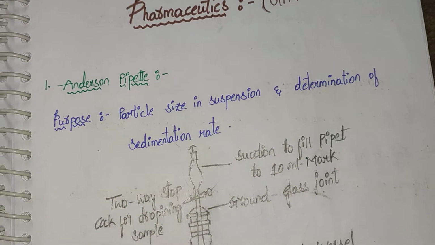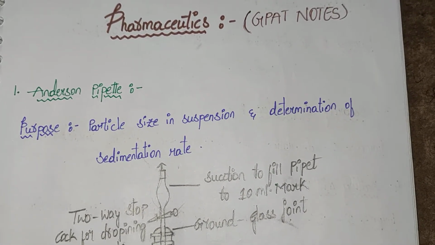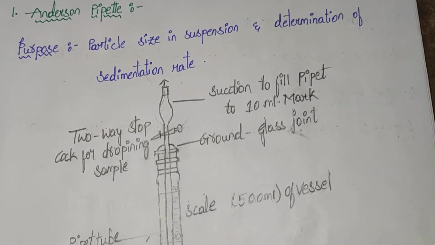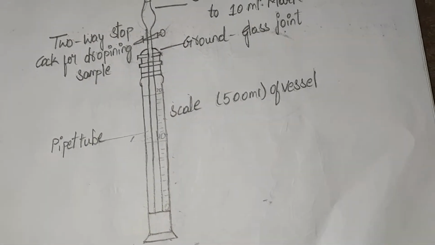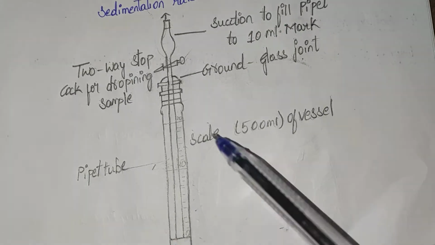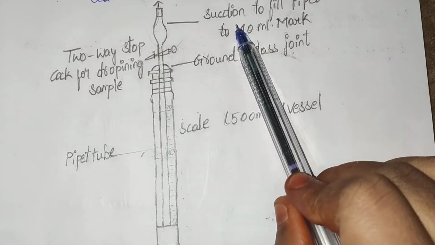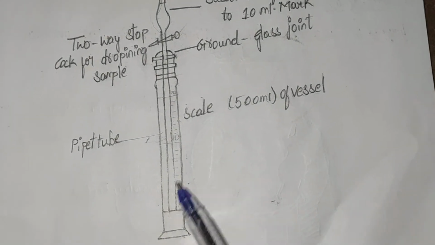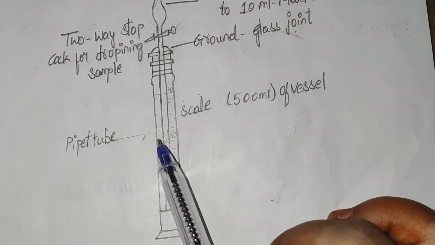So, I am back with some of the equipment used in pharmaceutics. The first one is the Andreasen pipette. It consists of a 500 ml vessel, and also we have a pipette tube and a suction tube. To fill this pipette tube up to 10 ml. So, we have 10 ml here.